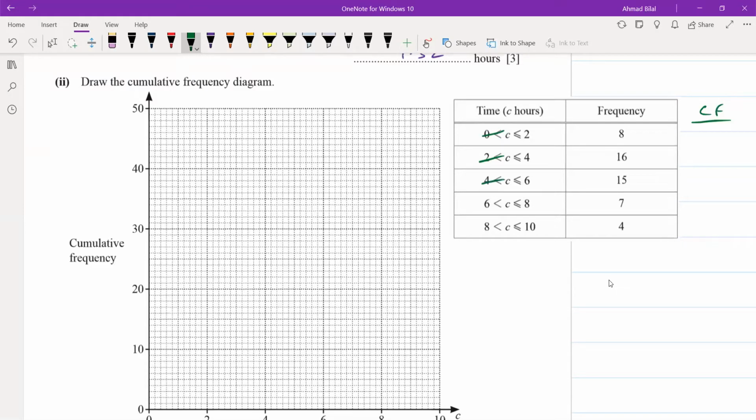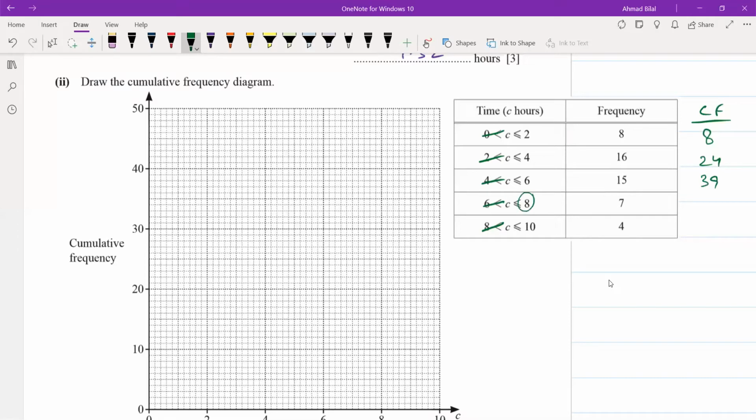पहले वाले का आंसर कर देते हैं. सिर्फ upper limits होती हैं. So 2 से नीचे कितने हैं? 8. Okay. 4 से कम कितने हैं? Sum of these two, that's 24. 6 से कम कितने हैं? 24 plus this 15, that is 39.